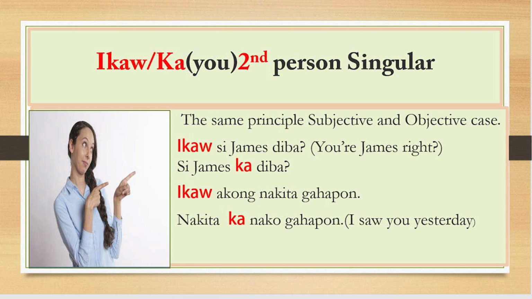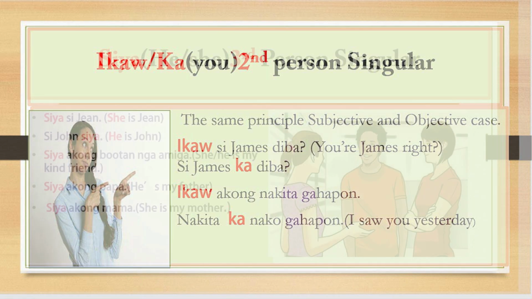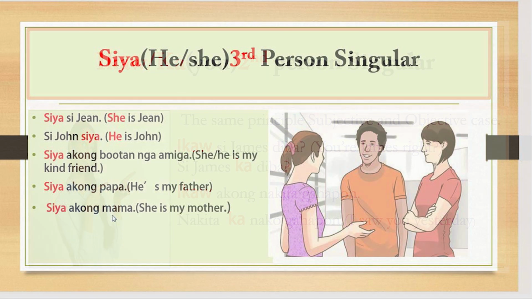Ikaw akong nakita gahapon. So I saw you yesterday. Gahapon is yesterday. Ikaw. So, subject. Alright? Next, nakita ka nako gahapon. So, it's in the middle of the sentence, so you use ka. Nasabtan ba? Sige, padayon ta sa third person singular pronoun, which is the he or she. Sa Cebuano is siya. Okay?